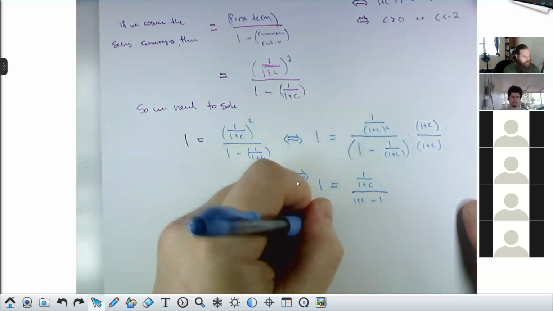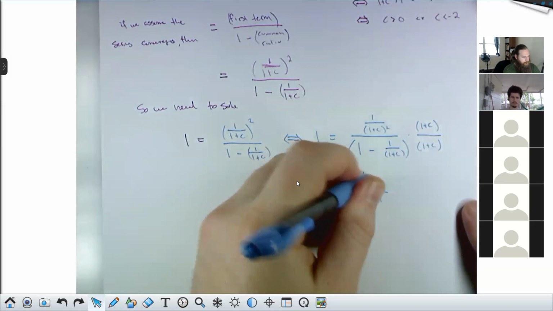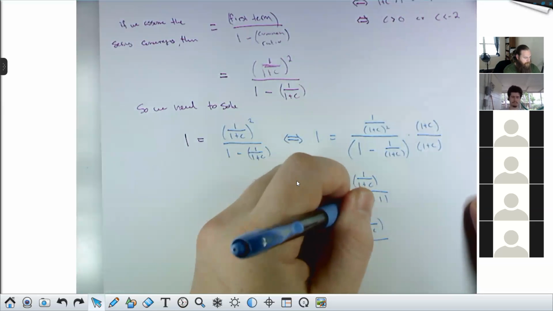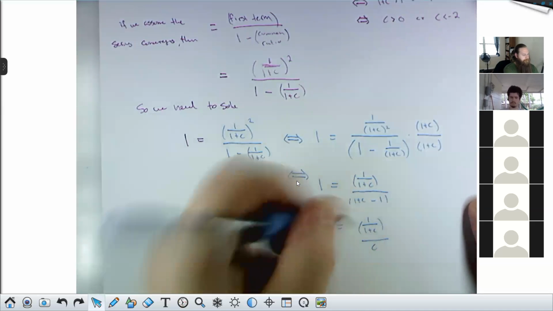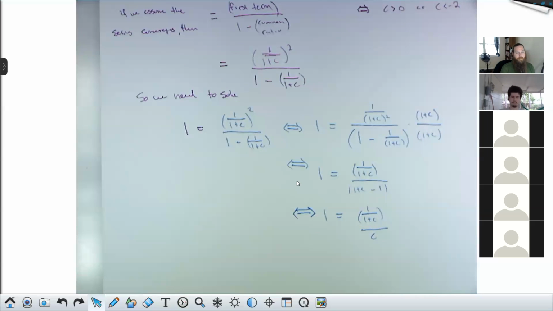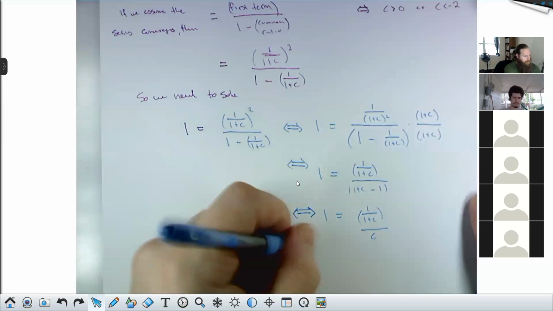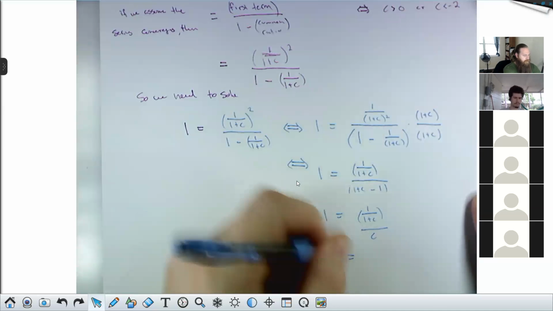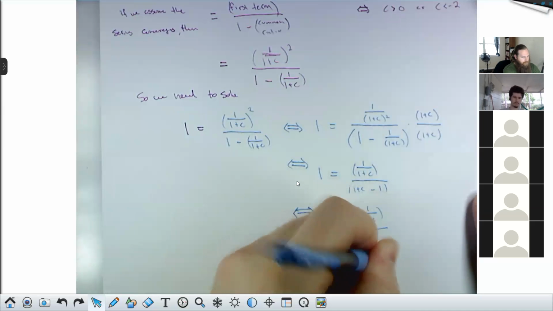This is equivalent to saying 1 equals 1 over 1 plus c, divided by 1 plus c minus 1, which is just c. And then here, you could multiply by 1 plus c again on top and bottom, or you could multiply both sides by c to bring the c over to the left-hand side. There's lots of options. I would probably do the latter and say here now c is equal to 1 over 1 plus c.